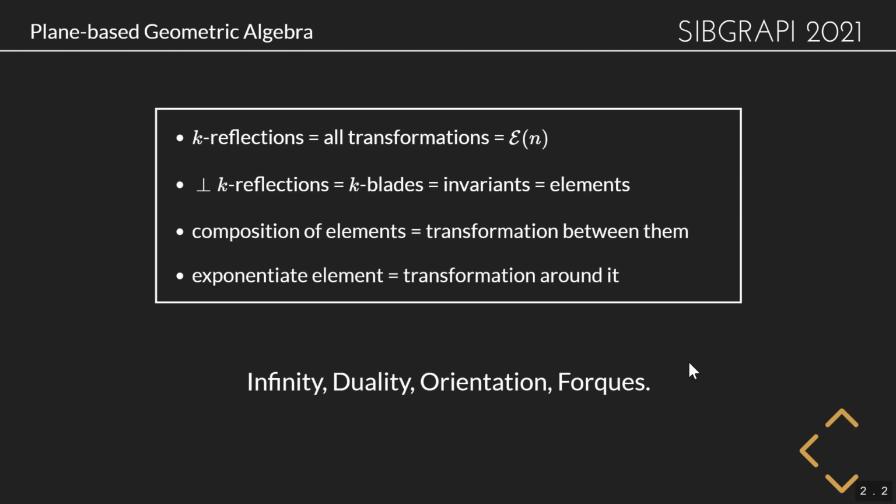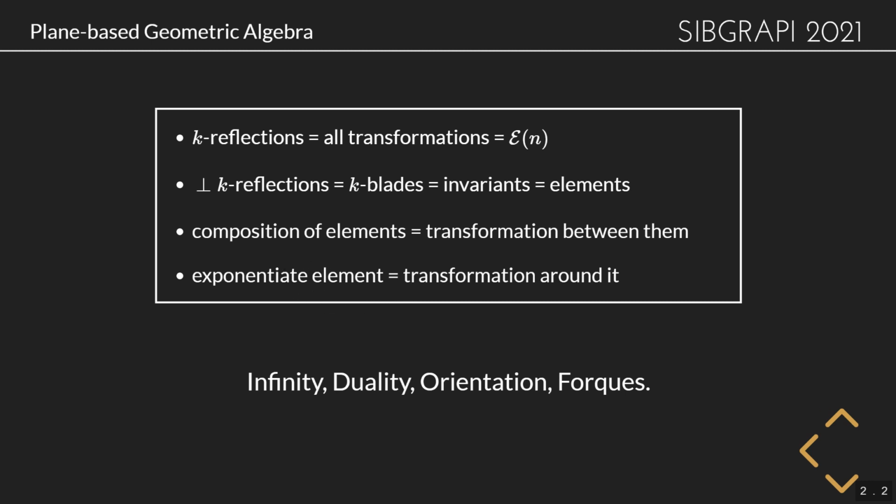Let's start with a small recap of what we've been doing up to now. We've been looking at the Euclidean group, all of the distance-preserving transformations, as the set of all k-reflections. We've seen that orthogonal k-reflections, also known as k-blades, are the invariants of those transformations and are ideal to represent our points, lines, planes, the elements of Euclidean geometry. We've also seen that we can compose these elements to get transformations between them. The product of 2 points gave a translation, a product of 2 planes gives a rotation or a translation, and so on. And we've seen that we can exponentiate these elements, take them to arbitrary powers.